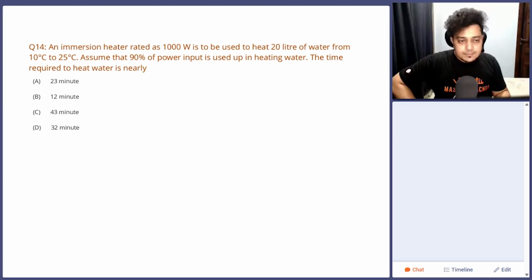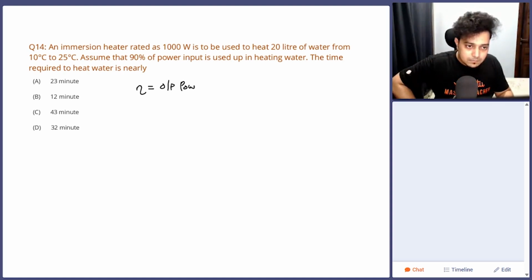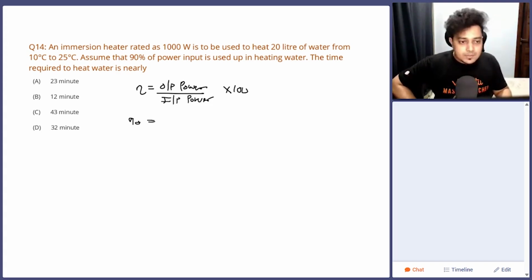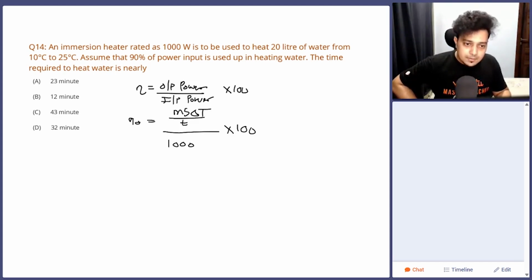Okay. So efficiency is 90%. Efficiency is output power upon input power into 100. Efficiency 90%. Output is heating the given water. So that is the mass of the water, right? Then the specific heat capacity of water into delta T. But this is just the energy absorbed by the water divided by time. That will be the power. And the input power is given to you already, which is 1000 into 100. So these 2 zeros and these 2 zeros are gone. This will be multiplied over there.